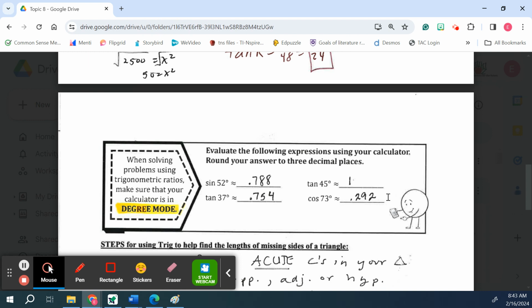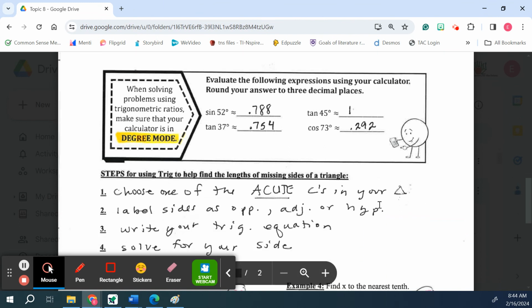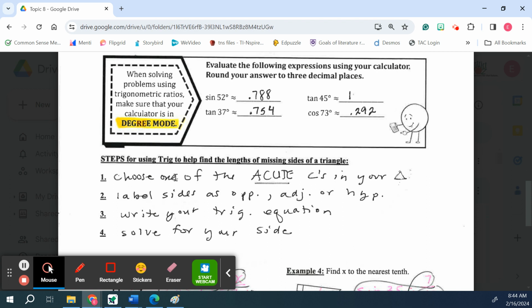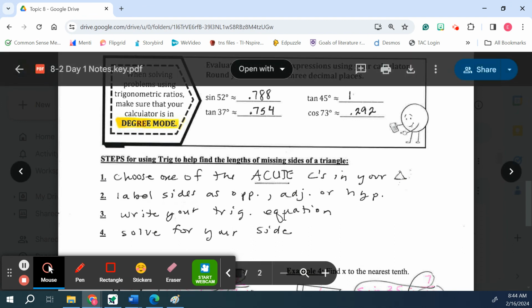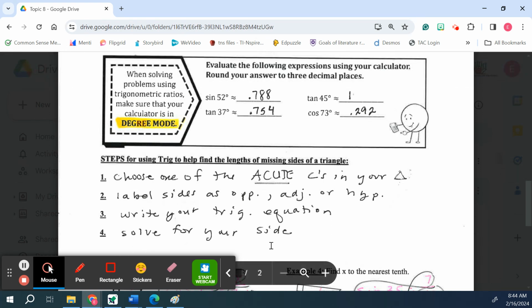Okay. Now, here are the steps for using trig to help find the lengths of missing sides of a triangle. Pythagorean theorem only goes so far. If you're only given an angle and one side, you need to find the other side using trigonometry. So, write down these steps. Step 1, choose one of the acute angles in your triangle. 2, label sides as opposite, adjacent, or hypotenuse. 3, write your trig equation. And 4, solve for your side.